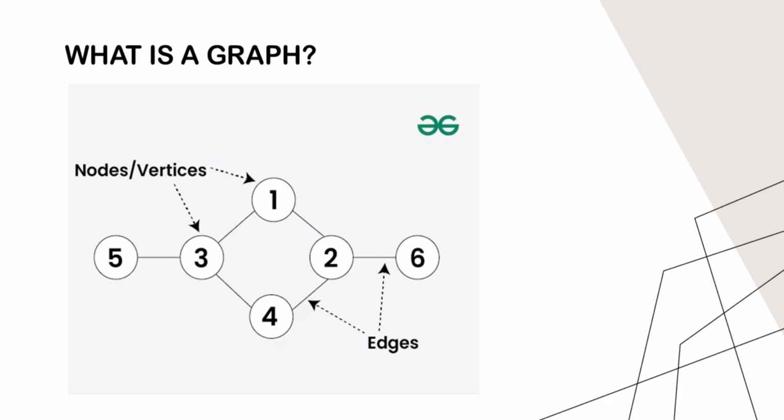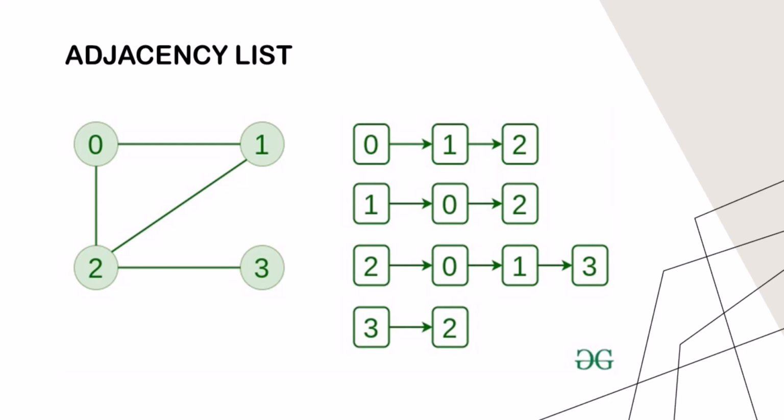Graphs are used to model relationships between different entities, making them extremely useful in scenarios like social networks, transportation systems, and even recommendation engines. One way to represent a graph is with an adjacency list.